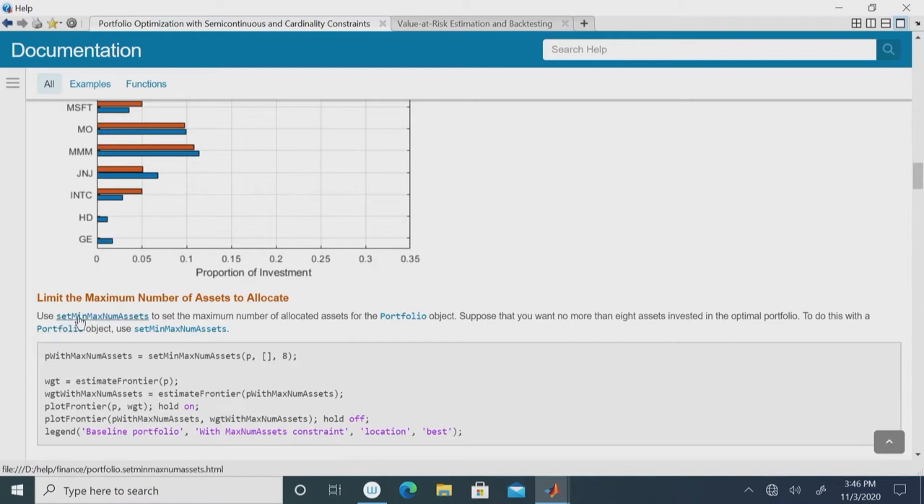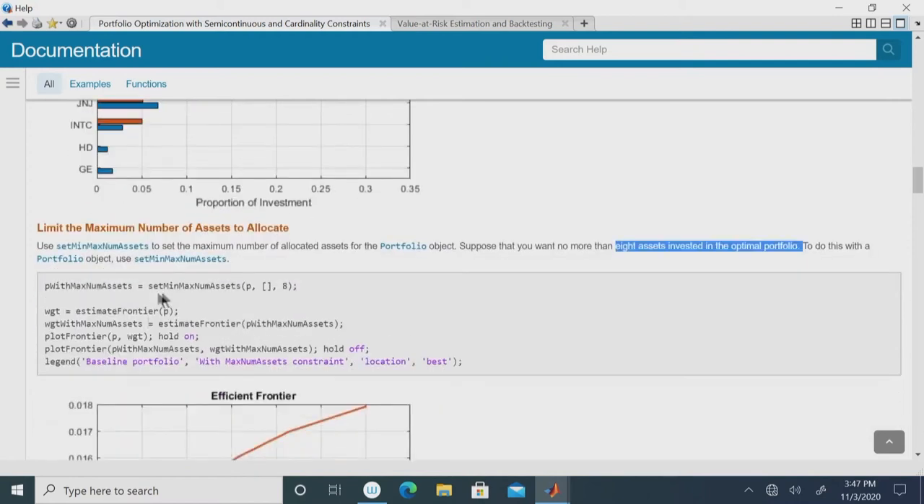For this, we will make use of the command set min max num assets. It will set the maximum number of allocated assets for the portfolio object. Suppose that for illustrative purposes you want no more than 8 assets invested in the optimal portfolio. This means the optimal portfolio that you are determining is going to comprise no more than 8 assets, so 8 or fewer. This is accomplished with the portfolio object's inbuilt command set min max num assets, to set the minimum and maximum number of assets.